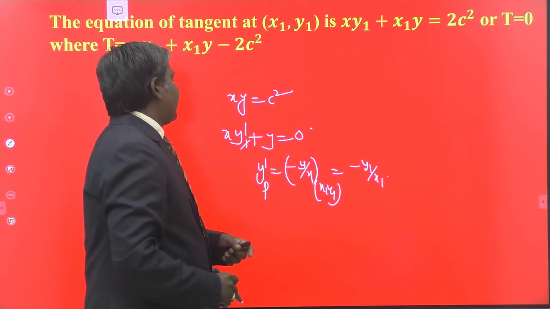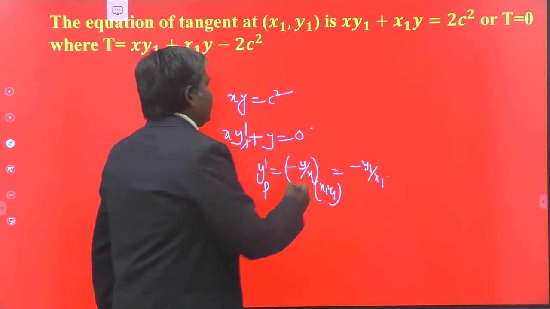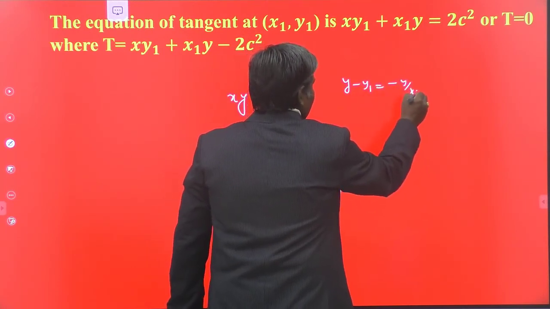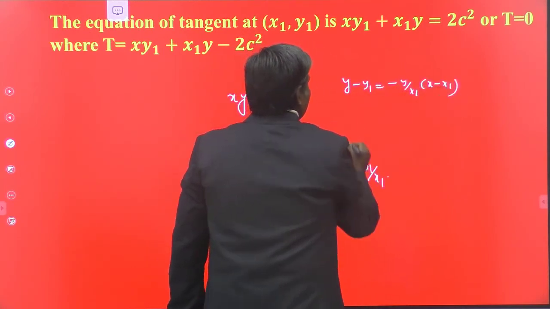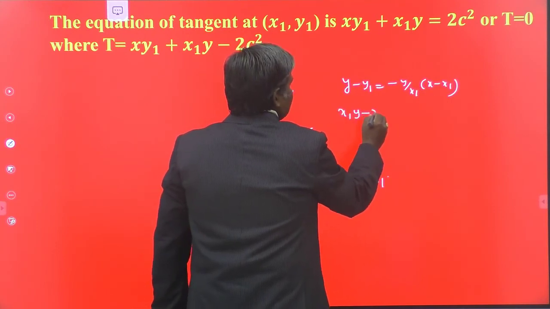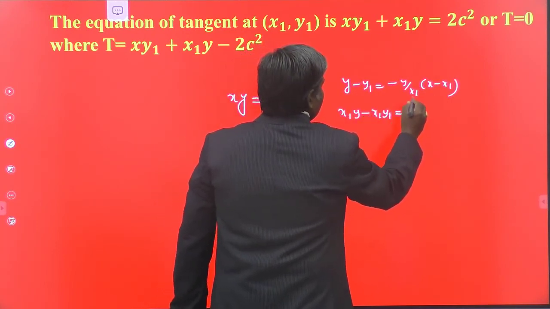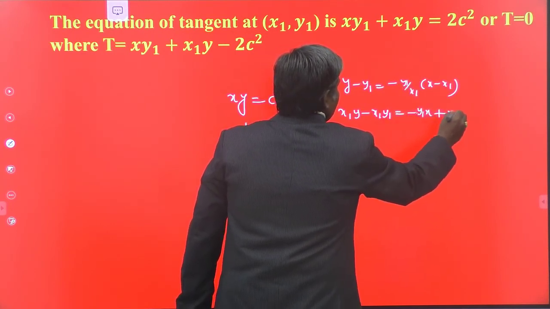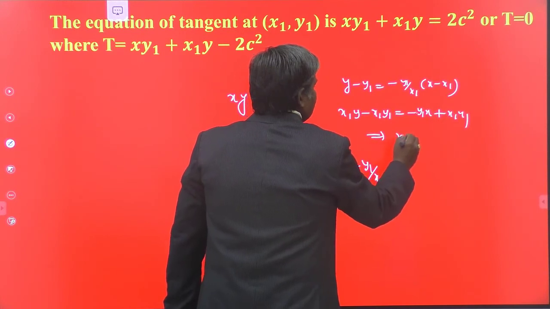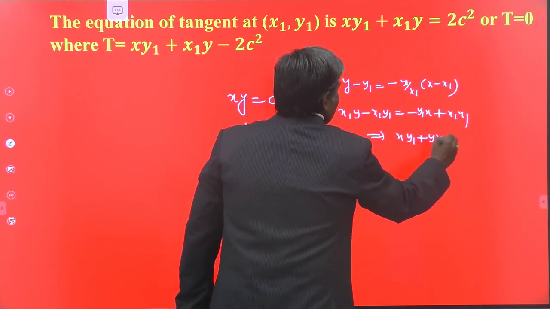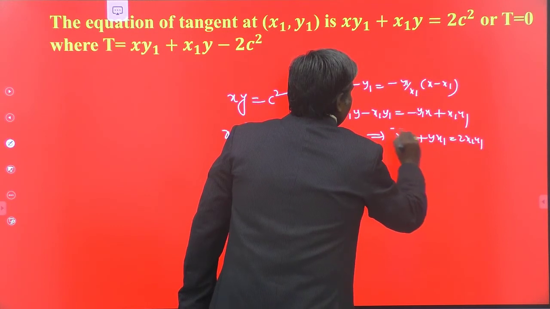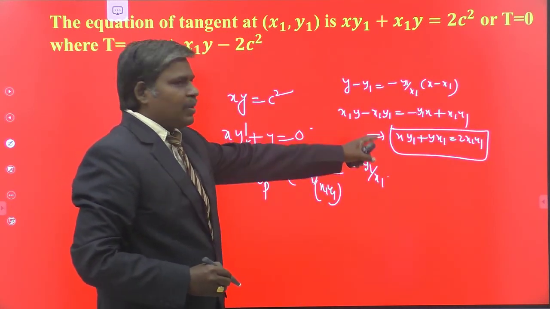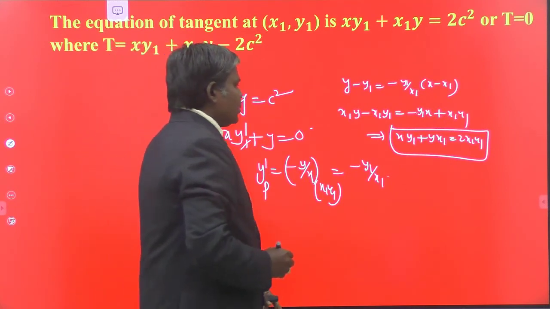You have the point x1 comma y1 on the curve. You can write the equation as y minus y1 is equal to minus y1 by x1 into x minus x1. So x1y minus x1y1 is equal to minus y1x plus x1y1. So you can write this as xy1 plus yx1 is equal to 2x1y1. This is the equation of the tangent at x1 comma y1 to the hyperbola xy equals c square.